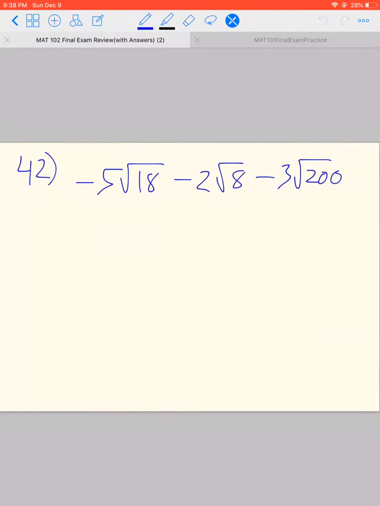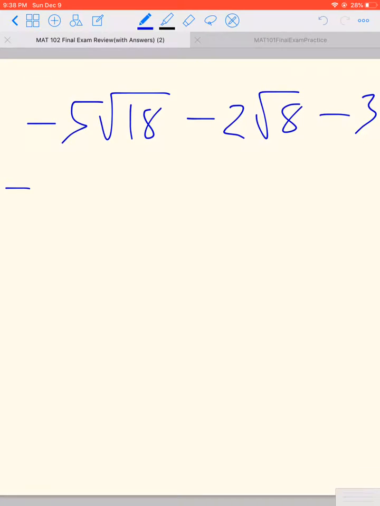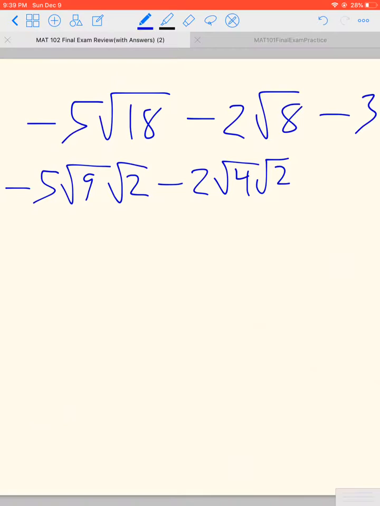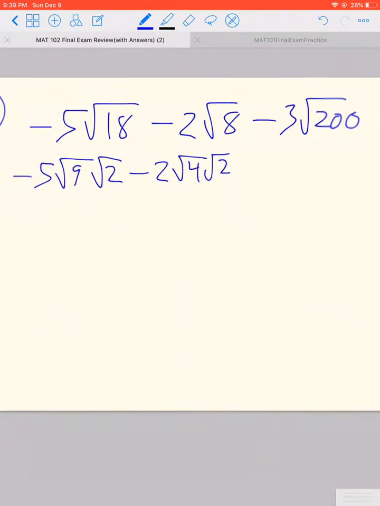Let's take a look at number 42. We want to subtract these. These are not like radicals in the beginning. However, each of them could be simplified to begin. 18 is divisible by the perfect square 9. 9 goes into 18 twice. So the square root of 18 can be written as the square root of 9 times the square root of 2. 8 is divisible by the perfect square 4. 4 goes in twice, so we can write the square root of 8 as the square root of 4 times the square root of 2.